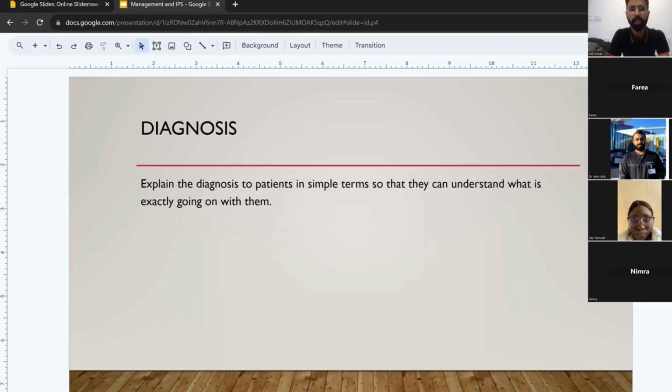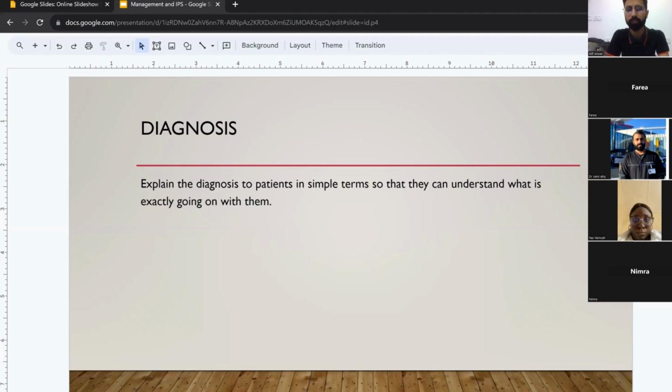Okay, so the diagnosis component of our station is very important because when you're done with your history and your examination, you have to explain to the patient what you're suspecting. And you have to explain it in simple terms so that the patient can understand what is exactly going on. He can understand the severity of the condition, right? So let's just say I'm suspecting acute appendicitis in a patient. How will I explain it to them?